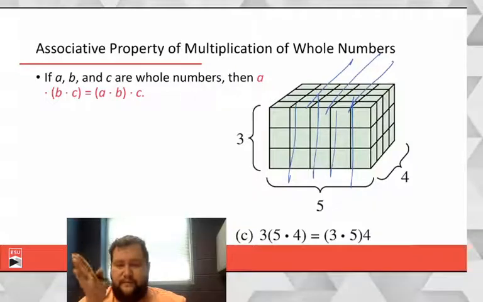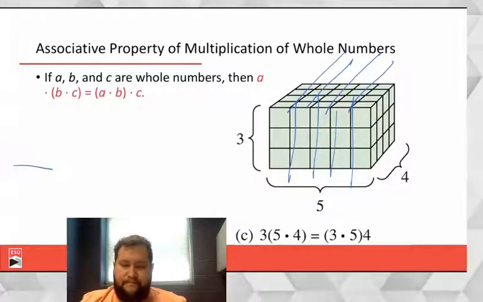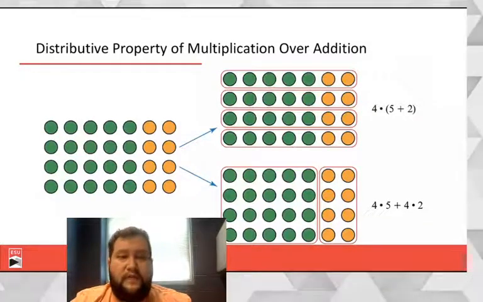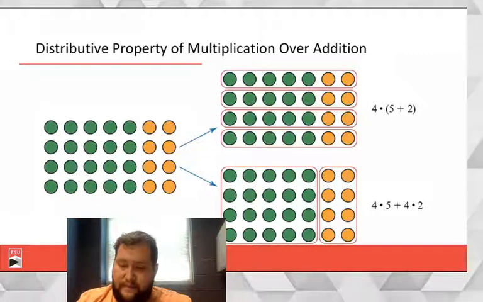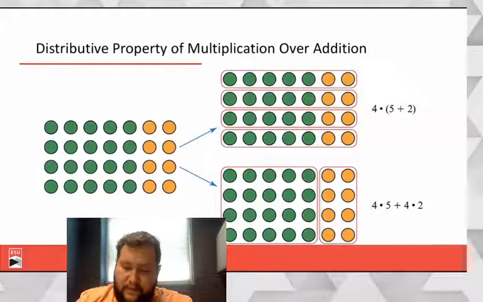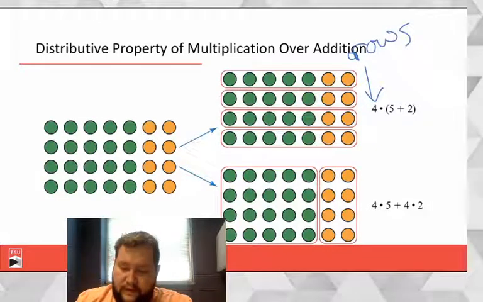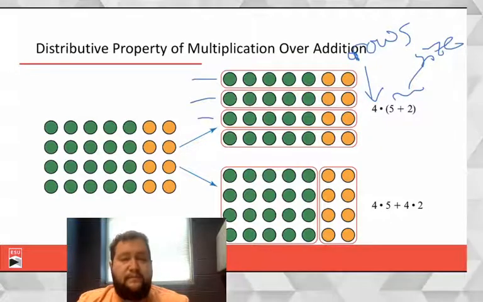Slicing it that way. And we also have the distributive property of multiplication over addition. So 4 times 5 plus 2. So we have 4 rows. So these are the rows. That's the size of each row. 1, 2, 3, 4 of them.